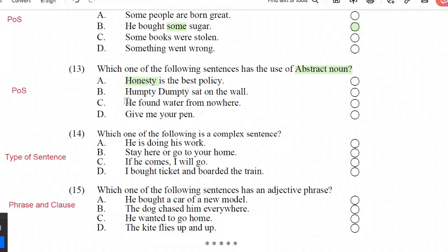He found water. He is a personal pronoun. And give me your pen. Again, this is, give me your pen. This is again pronouns. So the example of an abstract noun is honesty.